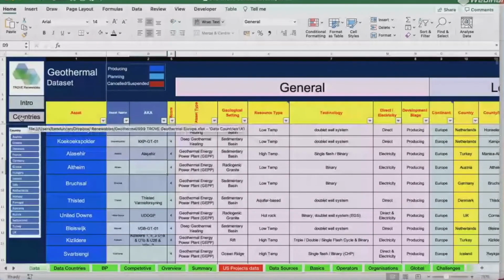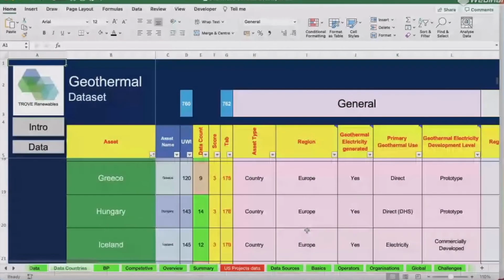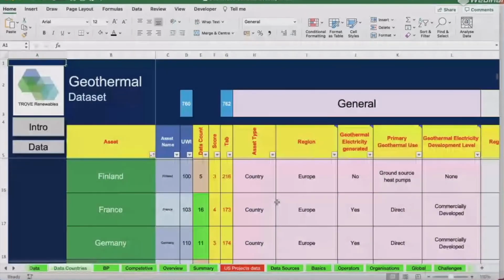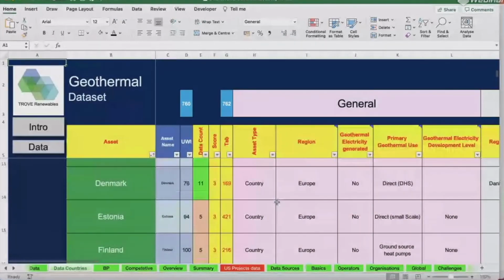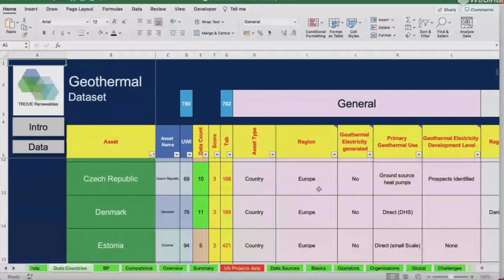We have recently been developing a country high-level summary version of this asset database, and so this is now looking at countries in Europe to give an overview of their geothermal status. And I won't go through the columns this time, but covering stuff like the general reservoirs and developers and whether there's funding schemes. At the high level, we can see, is geothermal electricity generated in this country, yes or no?